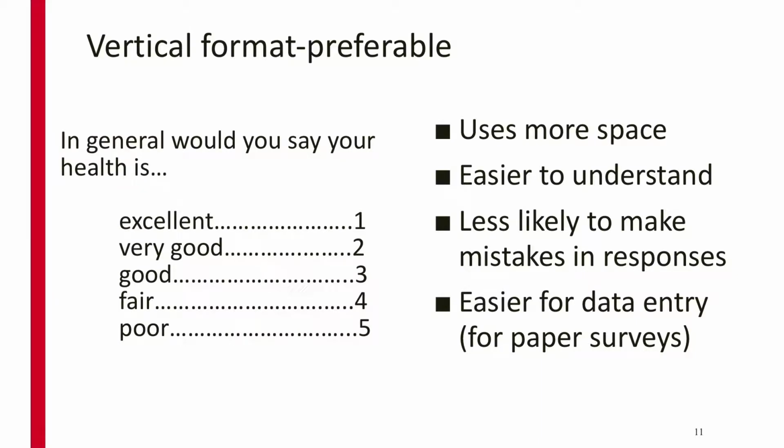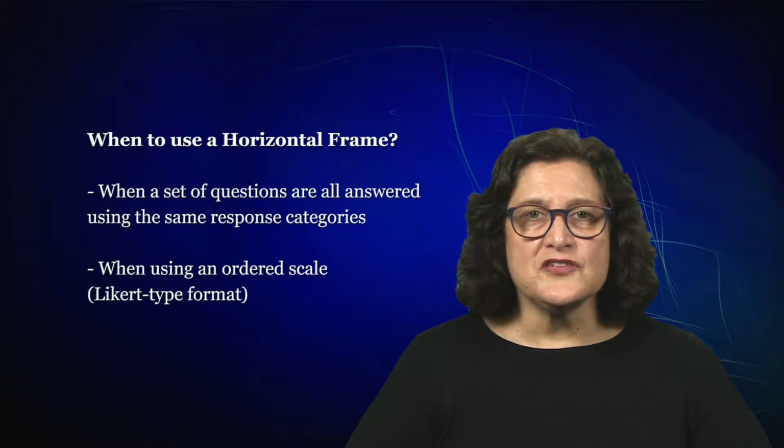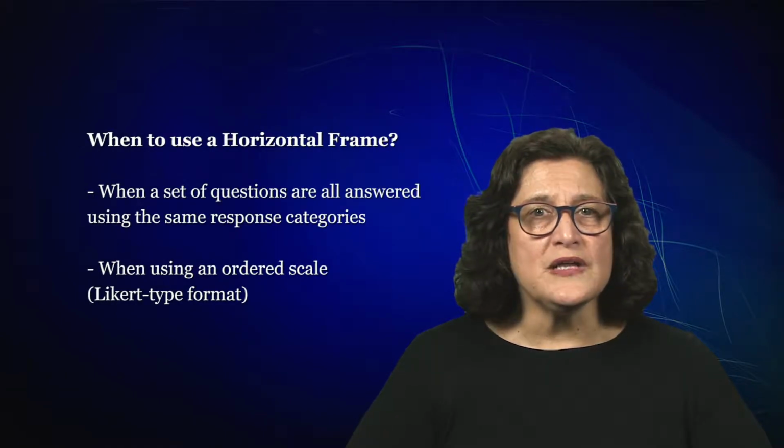Rather, it is preferable to use a vertical format for this type of question. Although it does take more space, it is very clear that if you circle the number 1, you mean that you are saying your health is excellent. It is easier to interpret the response options. It is unlikely that the respondent will choose an incorrect response, and it will be easier for data entry for paper surveys.